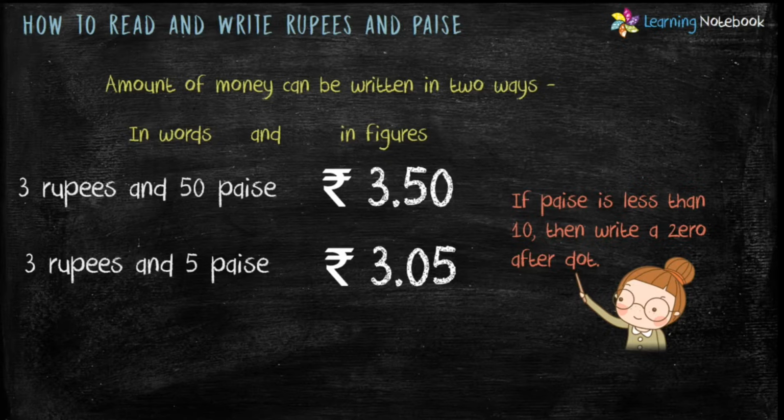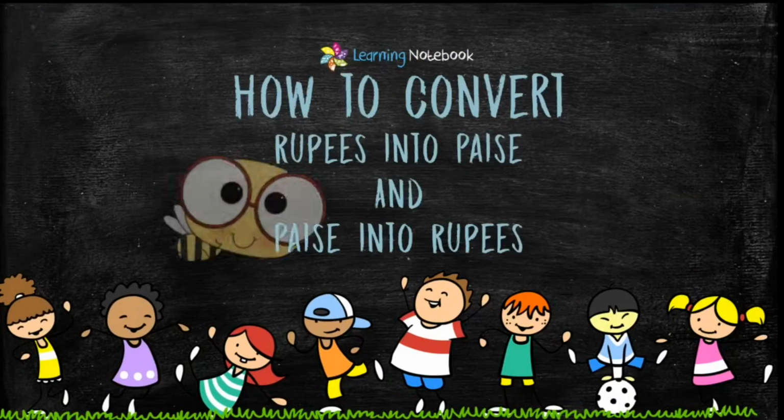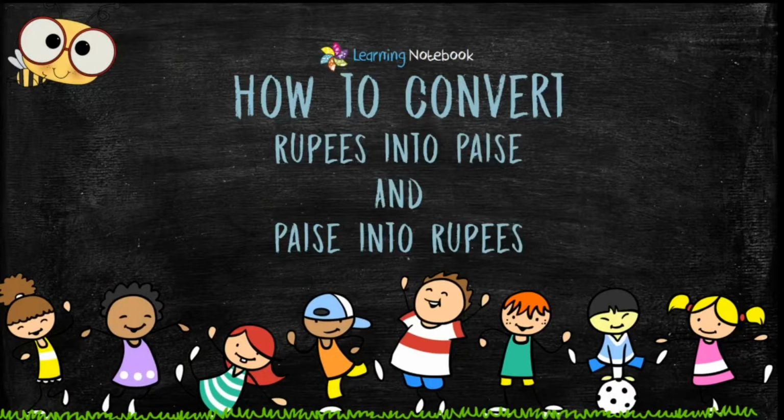3.05. Most of the students make mistake in writing 50 paisa and 5 paisa. Make note that if paise is less than 10, then write a 0 after dot. Like if there is 6 paise, then in figures it will be written as 0.06. Now let's see how to convert rupees into paise and paise into rupees.